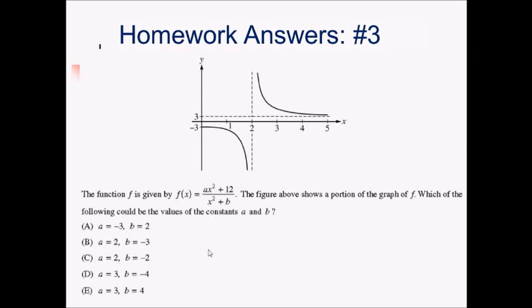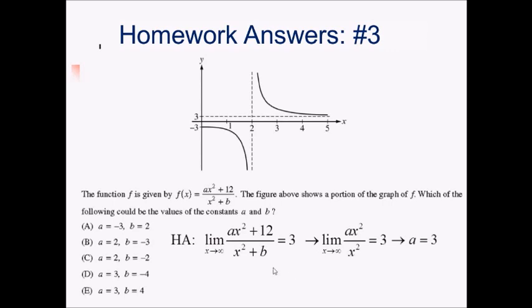So I'm going to set it up like this. Limit as x approaches infinity of all this stuff equals 3. And now since I'm going to infinity on this limit, I can ignore these slower growing terms, such as 12 and the constant b. So I can write limit of ax squared over x squared equals 3. Limit as x approaches infinity. Now I can cancel out those x's, leaving me with just a equals 3. All right, so that at least narrows it down to answer choices D and E.